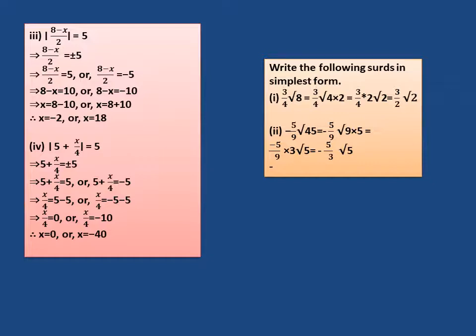Similarly, sum number two, they have given minus 5 upon 9 root 45. This equals minus 5 upon 9 square root of 9 into 5, because 45 is the product of a square and a non-square term, 9 fives are 45. Then minus 5 upon 9 into 9's square root, which is 3, 3 root 5. 3 ones are 3, 3 threes are 9, so you will get minus 5 upon 3 root 5. Like this we can simplify the given sums.